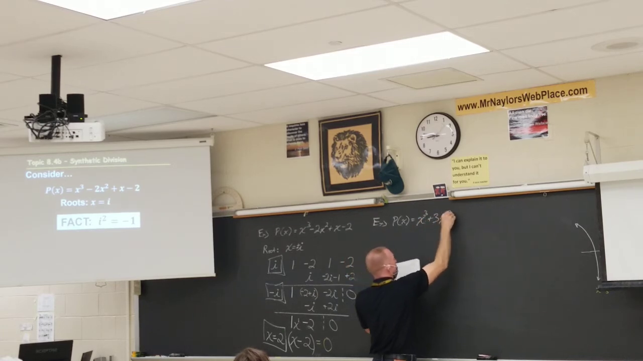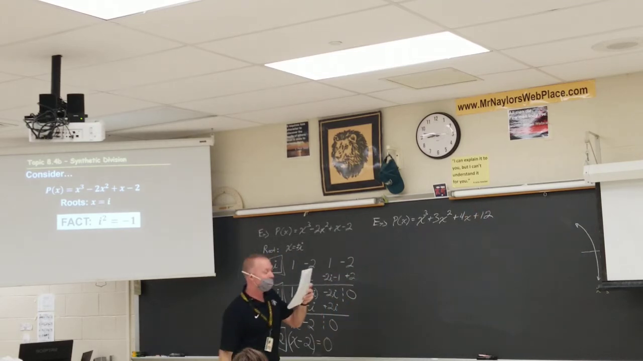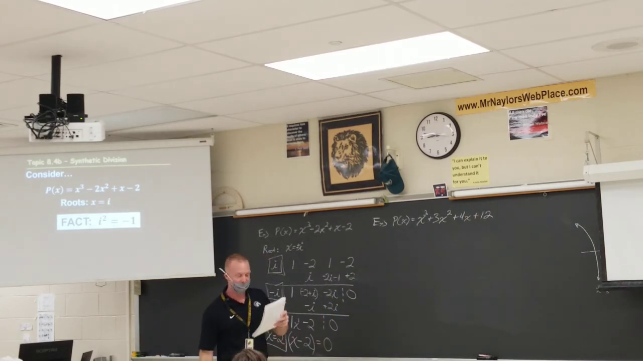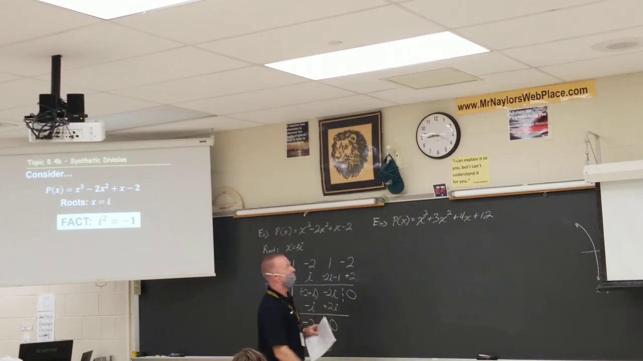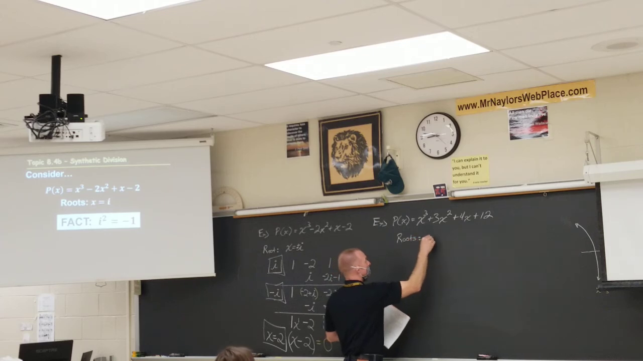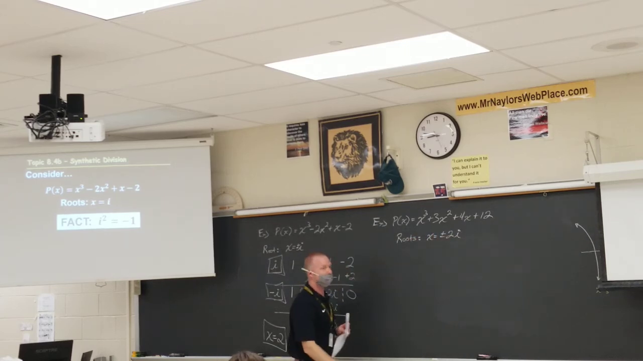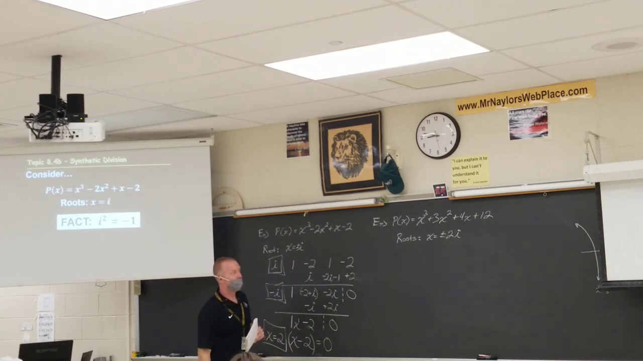x cubed, 3x squared, 4x, 12. x cubed, 3x squared, 4x, and 12. Plus the roots are given, the given roots are plus or minus 2i.